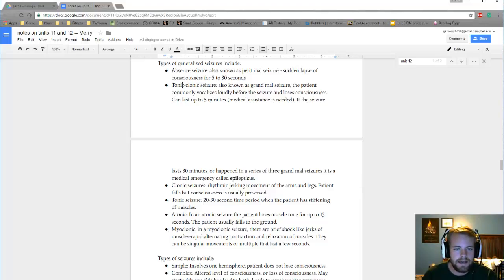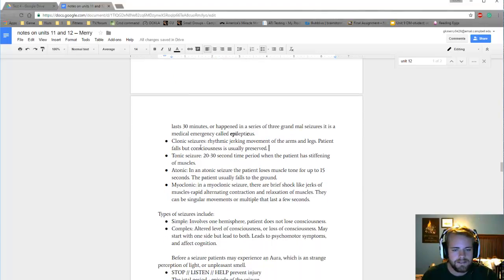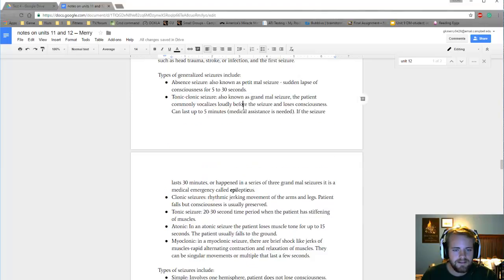Epic tonic-clonic seizure. So clonic seizures are rhythmic jerking movement of the arms and legs. Patient falls but consciousness is usually preserved. They are still awake, most likely. Tonic seizures are a 20 to 30 second time period where the patient has stiffening of muscle movement. So tonic, still; clonic, movement. Tonic-clonic, grand mal. So this plus this equals this.